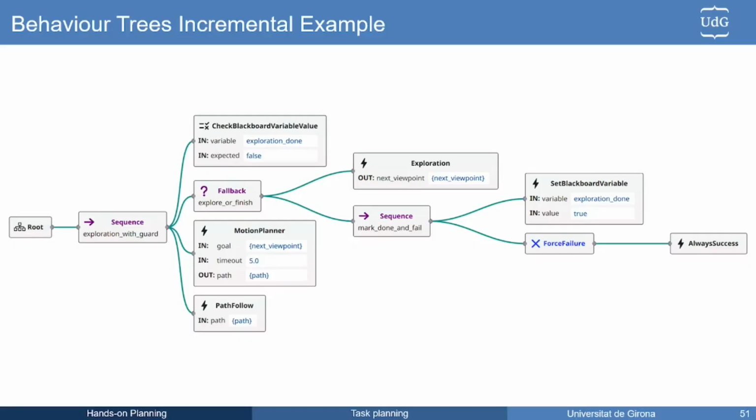We can just put this here in the middle, and put the force failure in the middle, and we just avoid one. Then we have the motion planner with its parameters, and then path follow. Okay, something like that. This is the basic part, okay? But this is not the full problem. The full problem is larger.